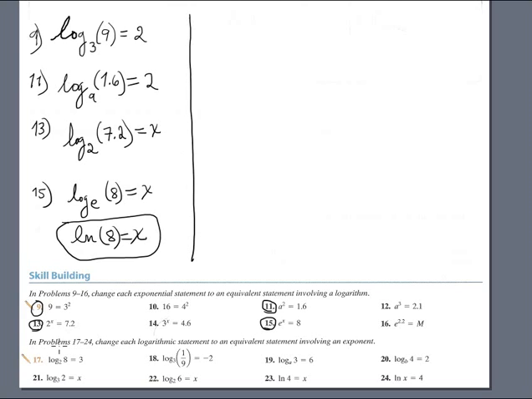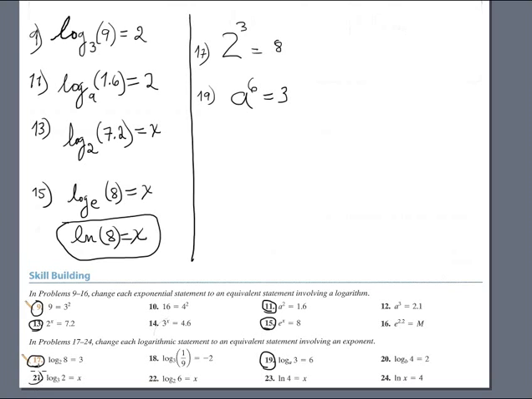Okay, let's see 17. Now it's the opposite. Change the logarithm statement to an equivalent involving an exponent. It's exponential. The base is 2, the exponent is 3, the answer of the logarithm, and the answer is 8. That was 17. 19: the base is a, the exponent is 6, equal to 3. Remember, the exponent is the answer of the logarithm.